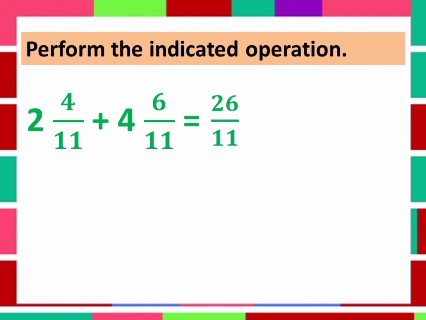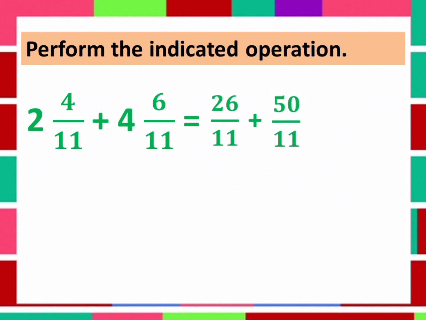Same process for the other one. Multiply 11 by 4. So, the answer is 44. Plus 6 is equal to 50. Then, over 11 because you are just copying the denominator. So, it will become 50 over 11.